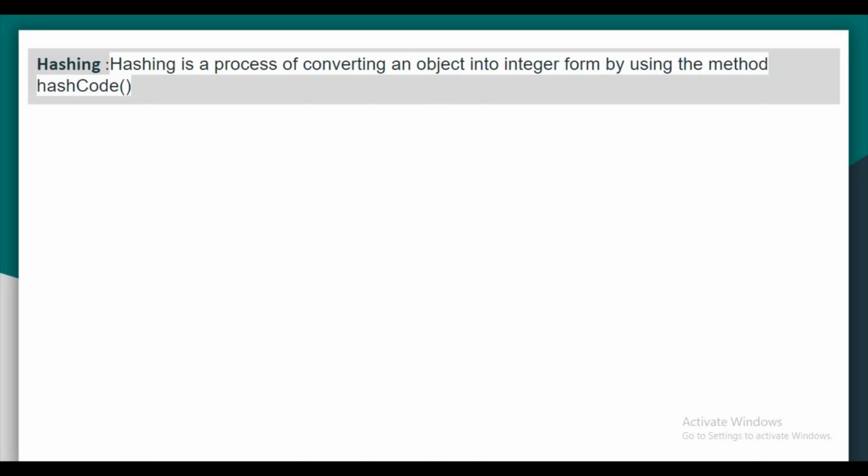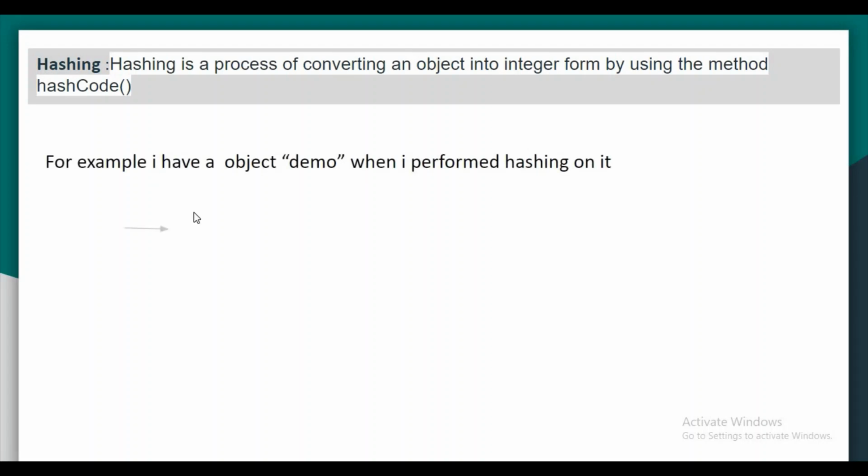Normally these hash based collections like HashMap and Hashtable follow the hashing mechanism, guys. Hashing is the process of converting an object into an integer value by using the hashCode method. Suppose I have a demo object. When I send it to the hashCode method, it will generate an integer value, which is nothing but the hashcode. Based on the hashing mechanism only, these hash based collections work.